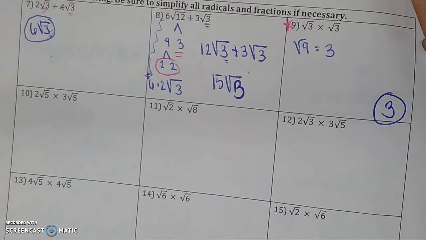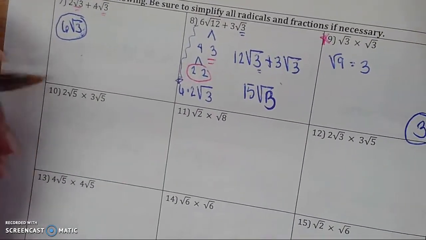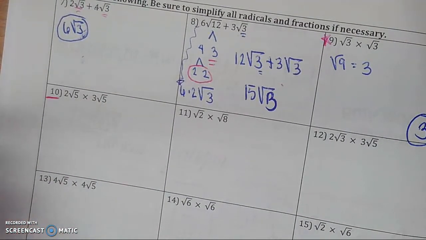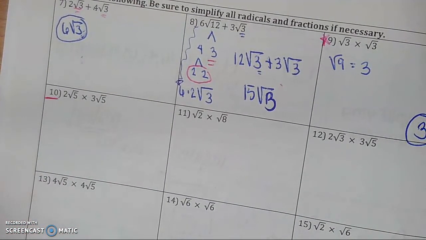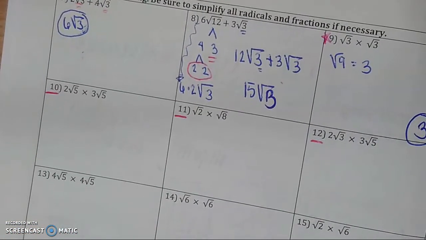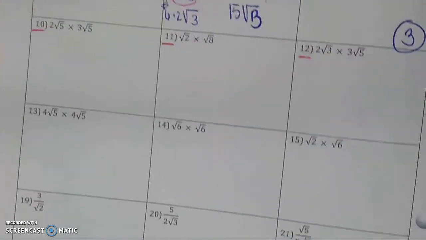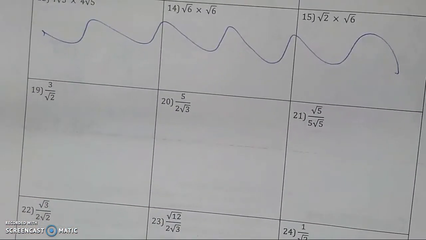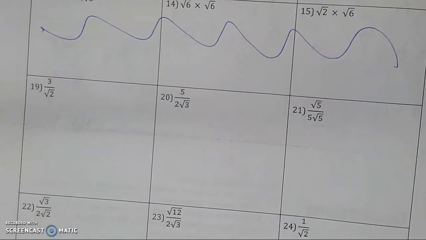Okay, I want you guys to do number 10, and what other one should you do? 11 and 12. Okay, I'm going to jump down here, so don't worry about doing these, but I'm going to jump down here to number 19.